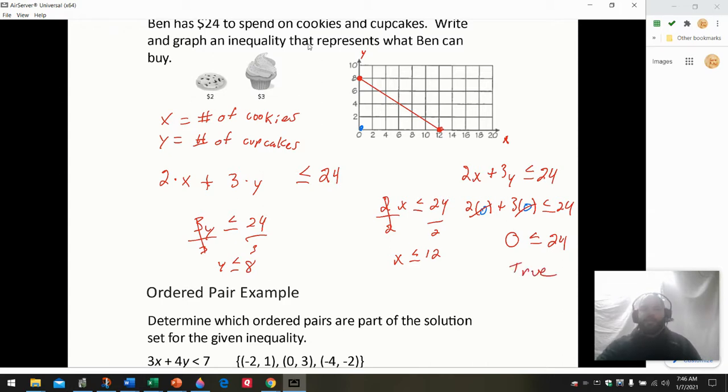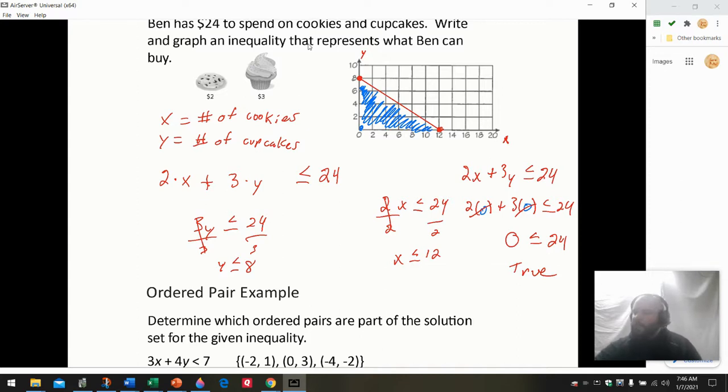This is a true statement. 0 is less than or equal to 24. So because that statement was true, we tested this point 0, 0. We are going to shade on that side of the line. So all the shading would go over here. Now, had that point been false, we would need to shade on the opposite side of the line.